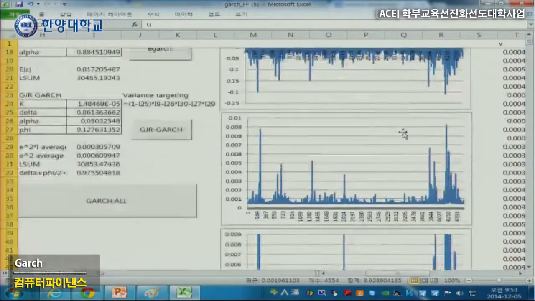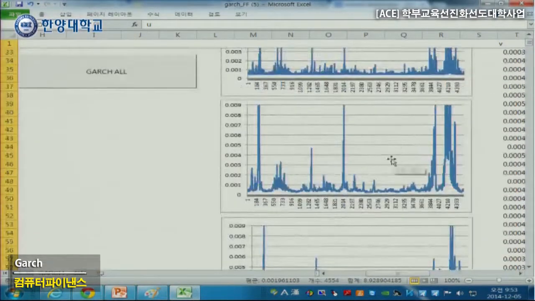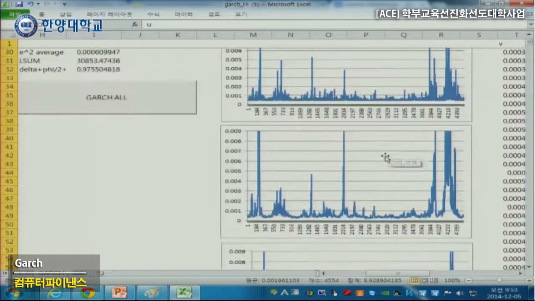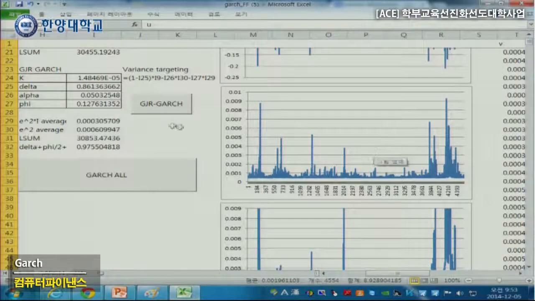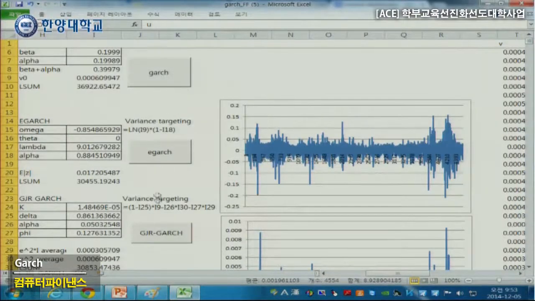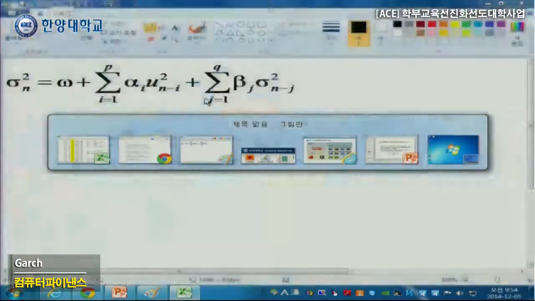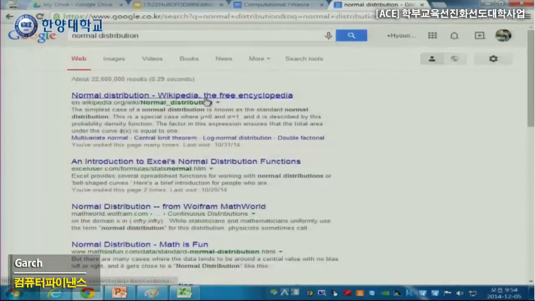This is Garch 1,1. This is another one called the E-Garch model. This is another one called the GJR Garch model. Actually, in the stock market, instead of the Garch model, E-Garch or GJR Garch is more popular. In the FX market, Garch 1,1 is more popular. Therefore, I'm showing everything. But let's start with the Garch model. Here, my notation follows Wikipedia.